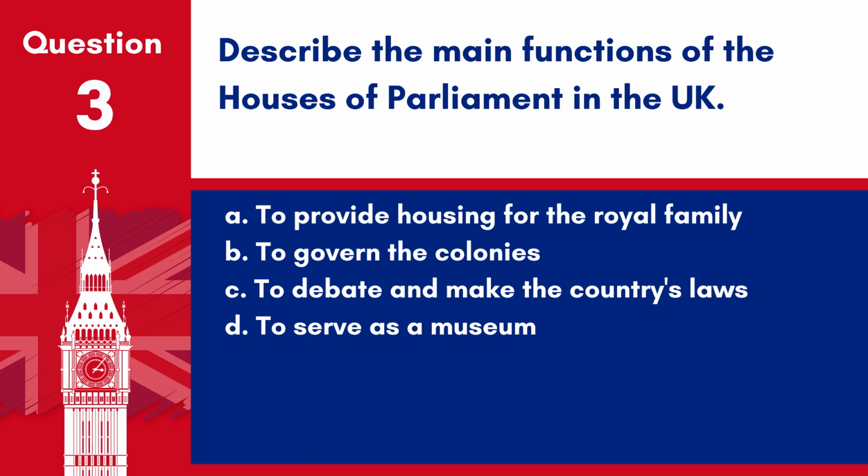Question 3. Describe the main functions of the Houses of Parliament in the UK. A. To provide housing for the royal family. B. To govern the colonies. C. To debate and make the country's laws. D. To serve as a museum.